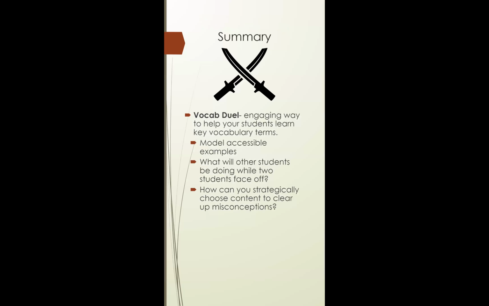So I know that was fast, but hopefully it was helpful. So this is called Vocab Duel, but there's a lot of other different names. Definitely model some accessible examples. So I gave you a Progressive Era example, but if you feel like your students need to understand how it works first, you can use fruit or something like that, or famous celebrities or whatever it might be.